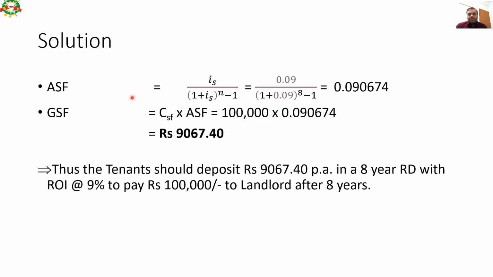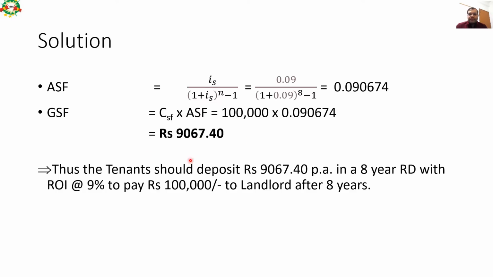So ASF, annual sinking fund, is a formula we have already derived in our previous session. We have understood how to derive this formula, how to remember this formula and what is the logic for calculating it. So first we will calculate annual sinking fund, with recoupment rate IS, and based on that this is the ASF, and then we will multiply this ASF with the sinking fund required, which is equal to 9,067 rupees 40 paisa.